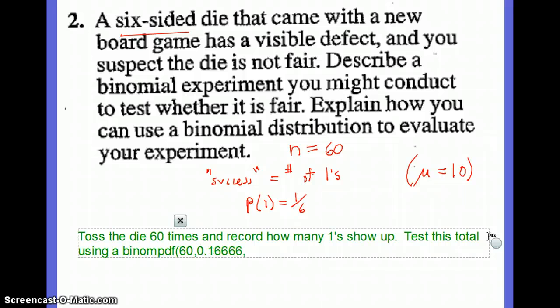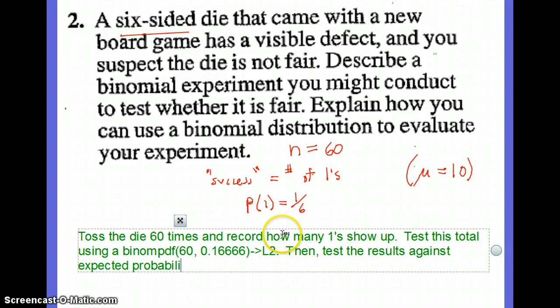That's 0 point... And I would store that list as L2. Store that list as L2. And then sum L2 from... I'd want to find out, now, is this too many or too little? You know what? I don't even know. I'd have to know the actual results. Then add up the probabilities. I should say do it this way. Test the results against expected probabilities, 10 successes, to see if it is strange beyond a significance level.